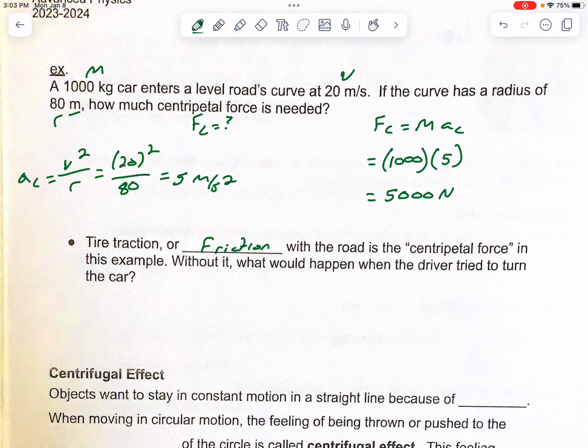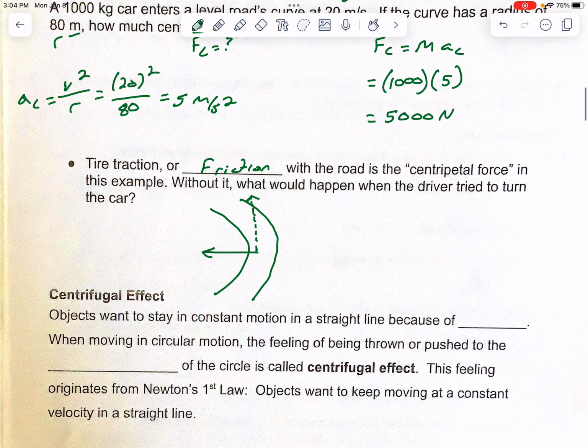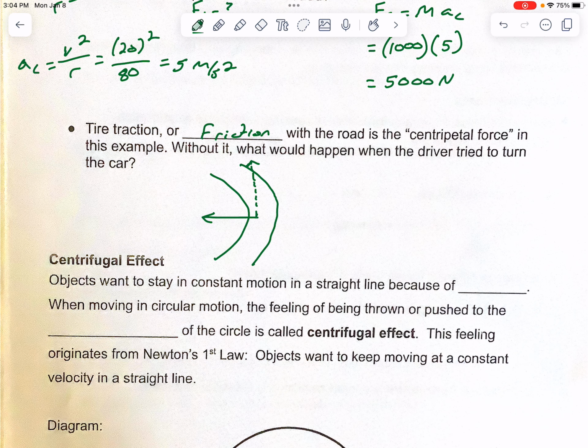Without it, what would happen to the driver when the driver tried to turn the car? Think of your road like this. Here it is on a dry day: friction is keeping you in that path. Now you add rain or anything like that, and all of a sudden your friction starts going away. That means you're no longer going to go on that path. You're going to start following whichever direction you were pointing. Without that friction, you're not going to be able to stay on that path.